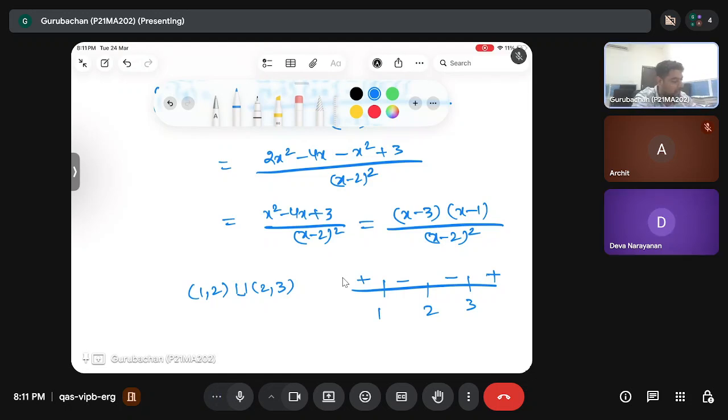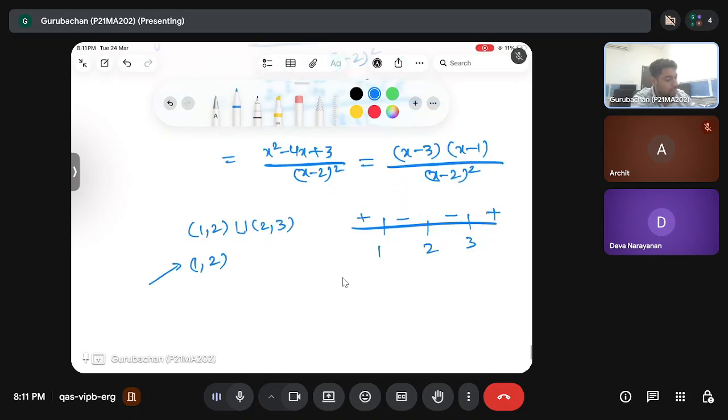The reason is that at 2 it is not defined. Yes, sir, at 2 it is not defined. This is the beauty of MCQ. In MCQ, you have to select the best possible answer. So there are two possibilities: one is they have given 1 to 2, and another is 1 to 3. Now you tell me which option will be the best option.